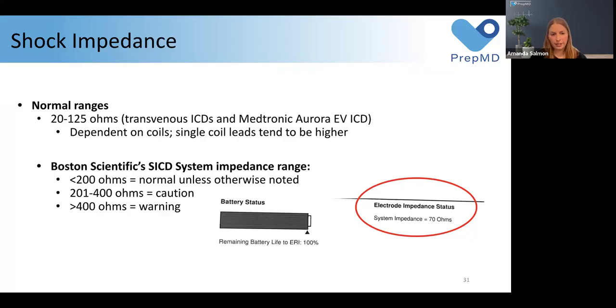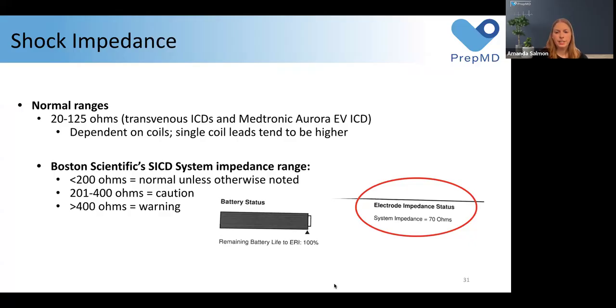So that's why it's labeled down here differently. For the SICD itself, you have your system impedance, and then you also have your shock impedance, as I mentioned. The system impedance is that low voltage impedance. This is the measurement that we can get through Latitude or remote monitoring, and in interrogations as well. Anything under 200 ohms is going to be noted as normal. Anything from 201 to 400 would be caution, and you'll get an alert at anything greater than 400 ohms.